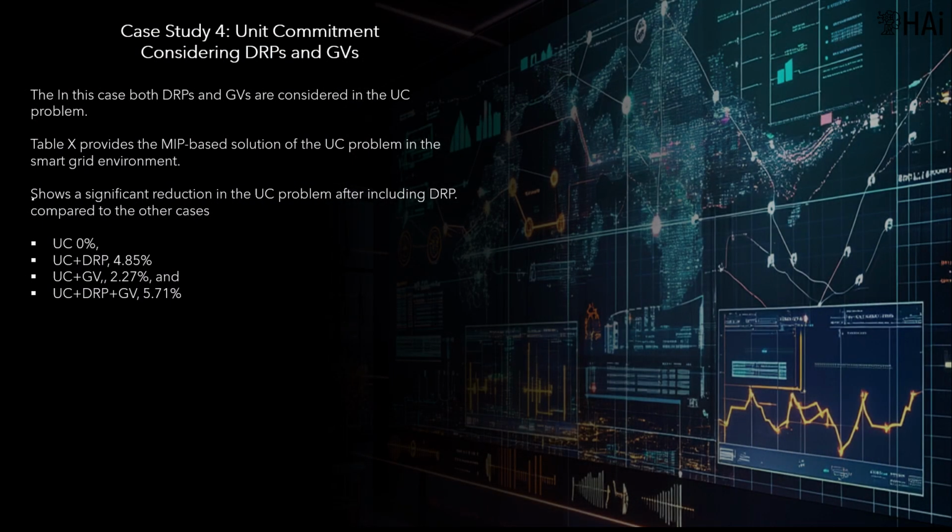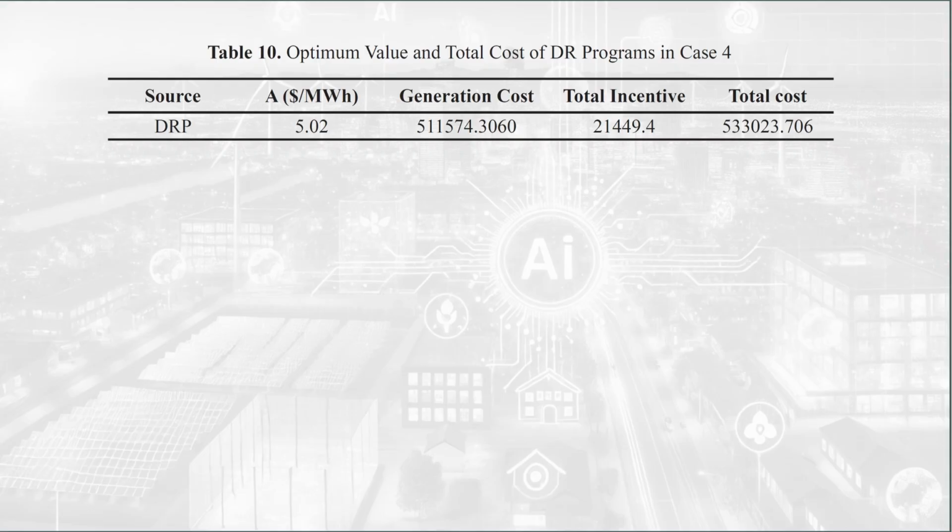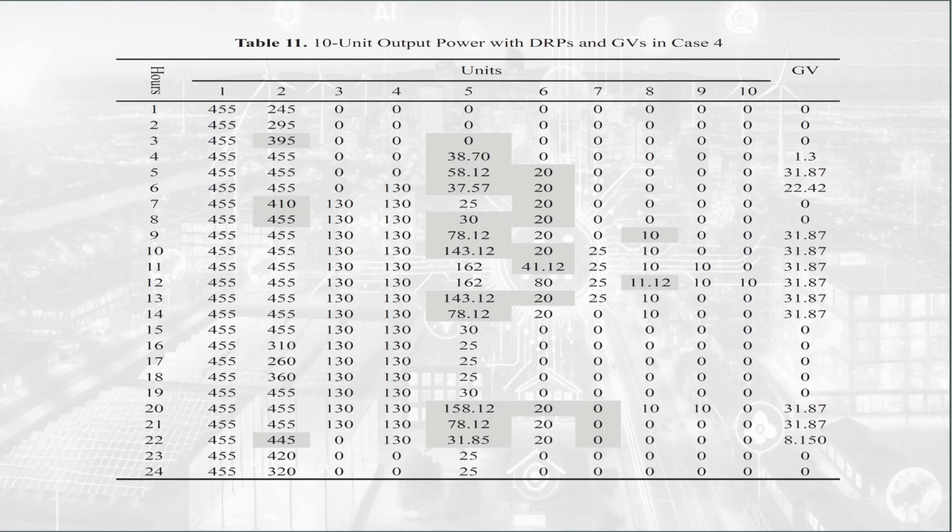Case Study 4, unit commitment considering DRPs and GVs. In this case both DRPs and GVs are considered in the UC problem. Table 10 provides the MIMP-based solution of the UC problem in the smart grid environment. The output powers of generation units are presented in Table 11 after implementation of DRPs and GVs. The shaded boxes show the difference in the output power of generating units compared to the base case.